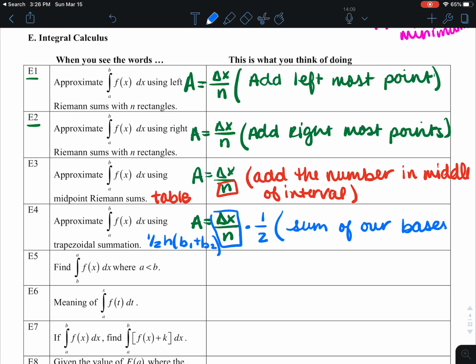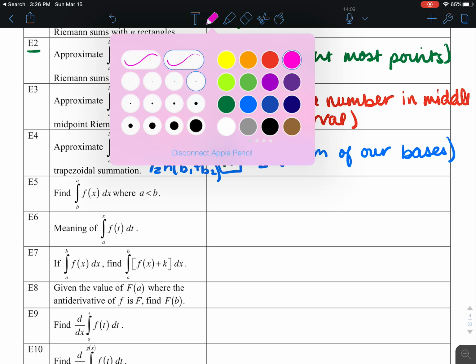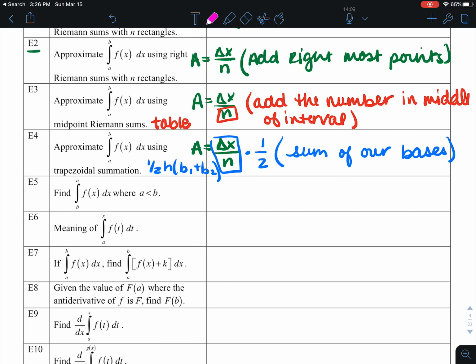Now sometimes the bases double, sometimes you've got to do these all individually. Okay, now the easy stuff. E5, what happens when the bounds are switched? When our lower number happens to be at the top of our integral and our higher number happens to be at the bottom, we just switch it. So we get negative the integral from a to b of f of x dx. That's a nice one.